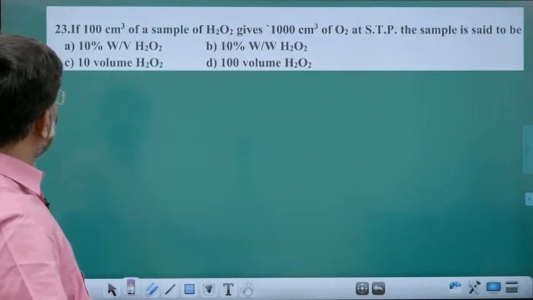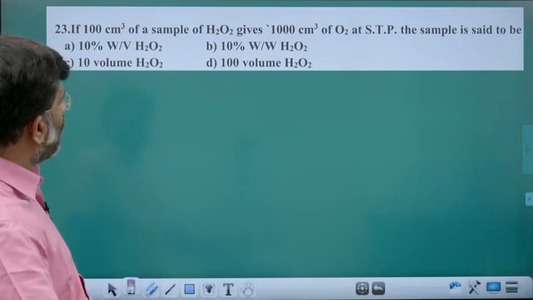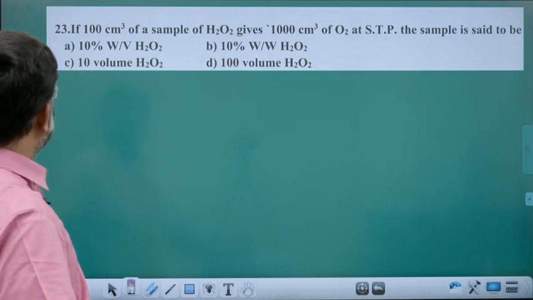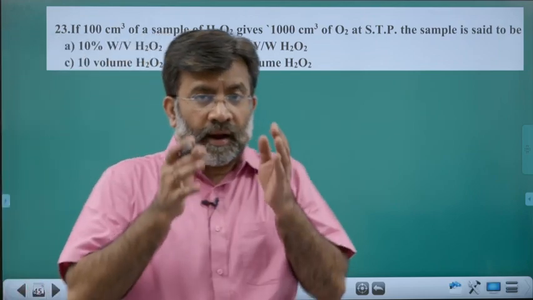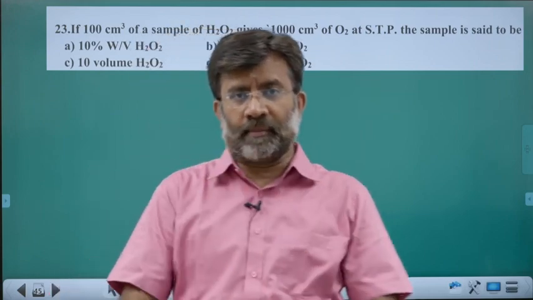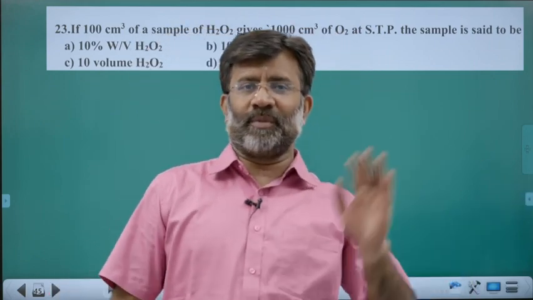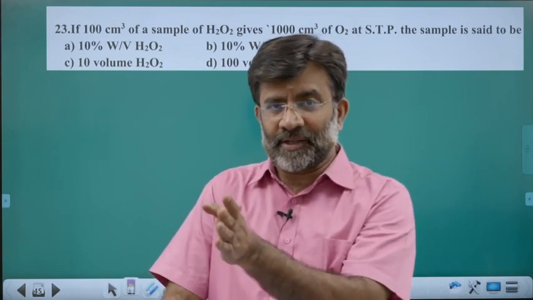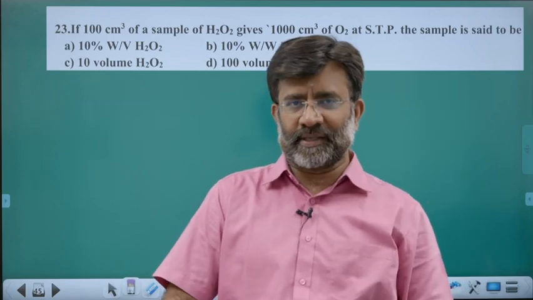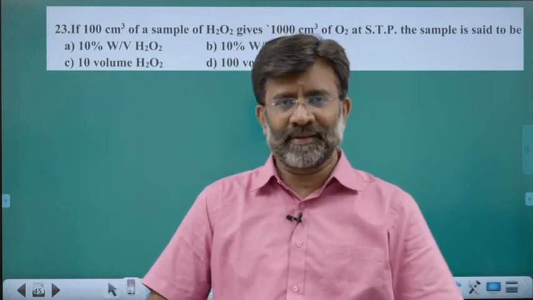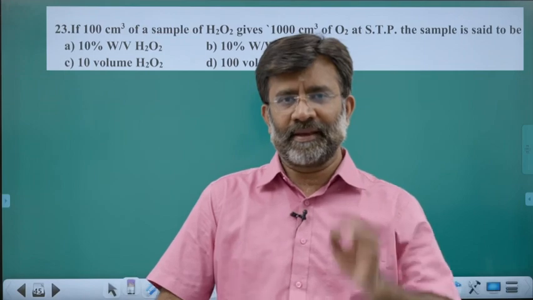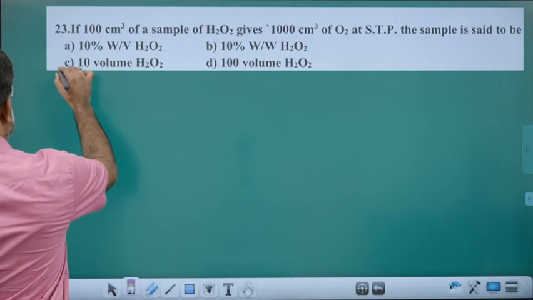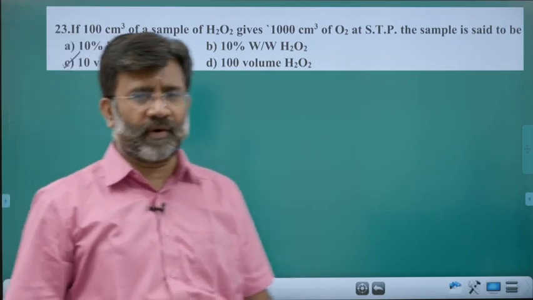100 centimeter cube of a sample of H2O2 gives 1000 centimeter cube of oxygen at STP. The sample is said to be what? You see, 100 centimeter cube means 100 ml. 100 ml gives 1000 ml oxygen. Therefore, 1 ml H2O2 gives 10 ml oxygen. It is 10 volume. Option C, 10 volume.